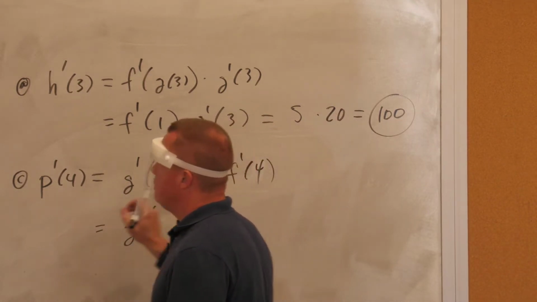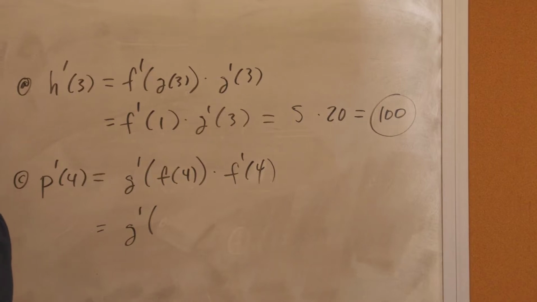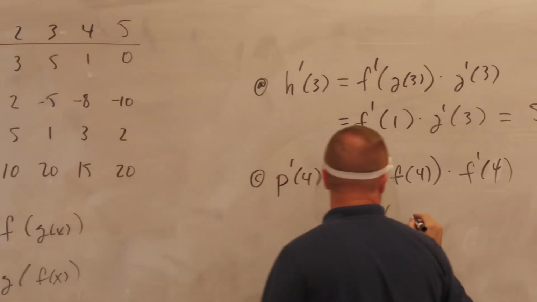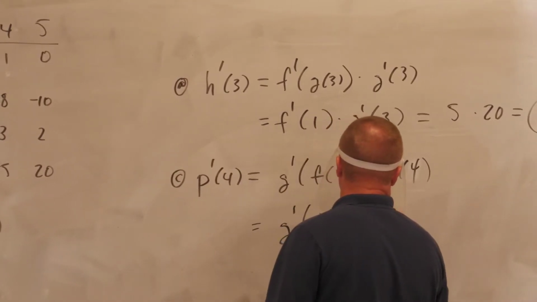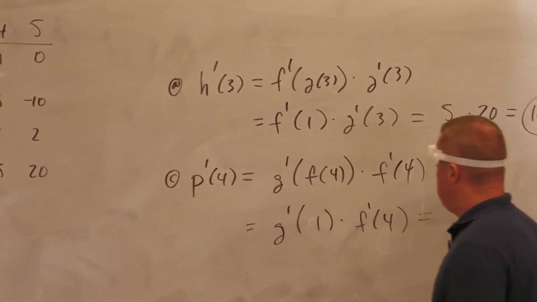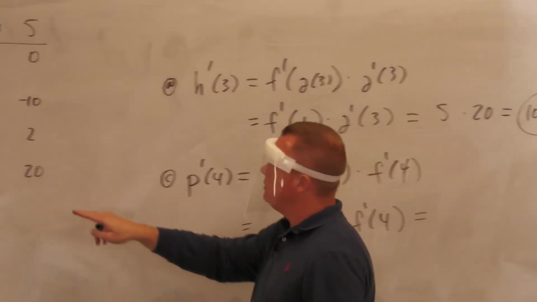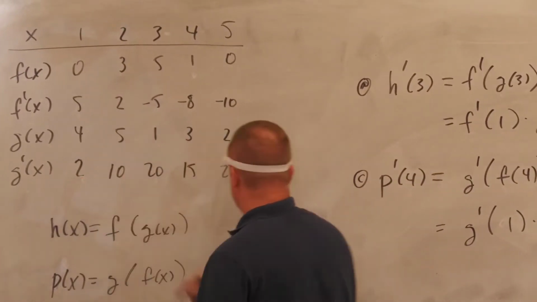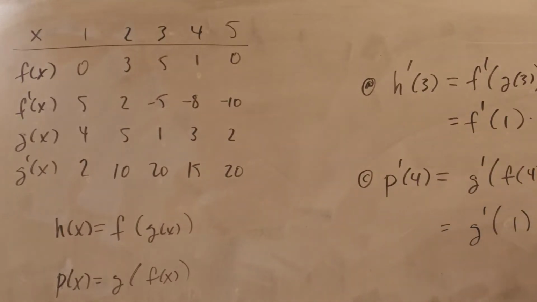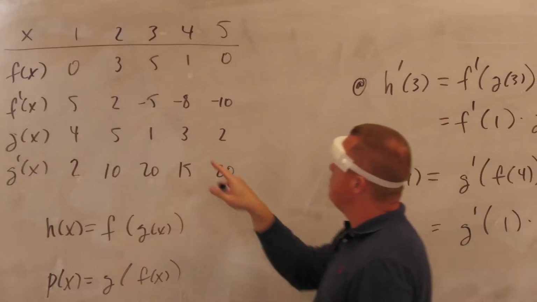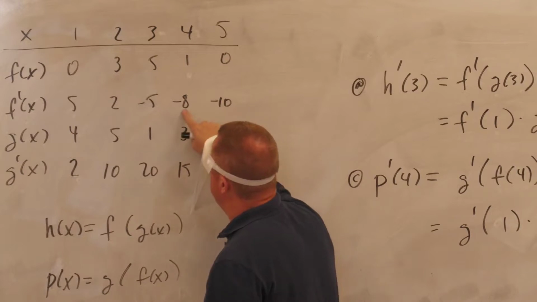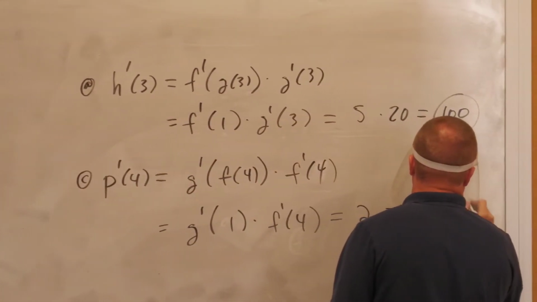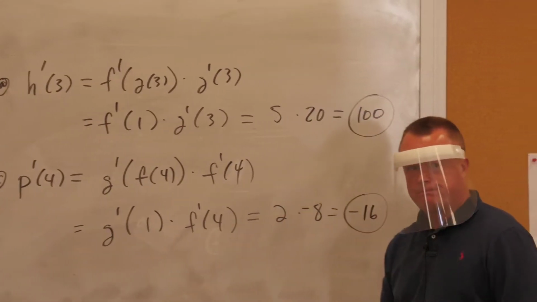All right, f at 4. When x is 4, we have that. F would be 1. Okay, now let's do these two. G prime at 1. Here is 1. G prime would be 2. F prime at 4. Here's 4. F prime's negative 8. 2 times negative 8. Negative 16. Okay.